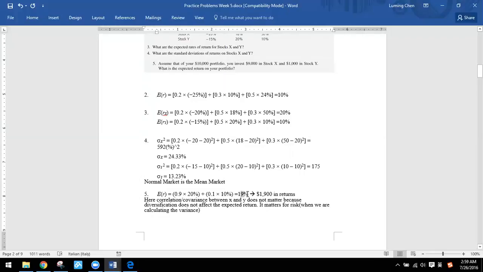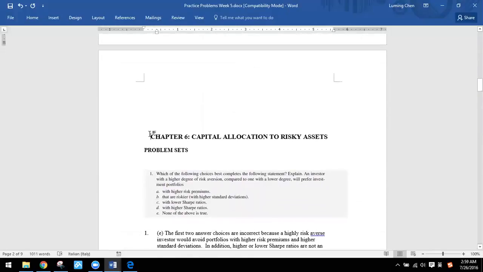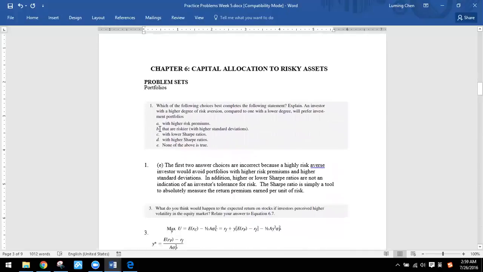So if we translate the 19% in dollar amount, it's $1,900 in returns. Next, chapter 6, capital allocation to risky assets. So now we are going into portfolios. Number 1, which of the following choices best completes the following statement? An investor with a higher degree of risk aversion compared to one with a lower degree will prefer investment portfolios.